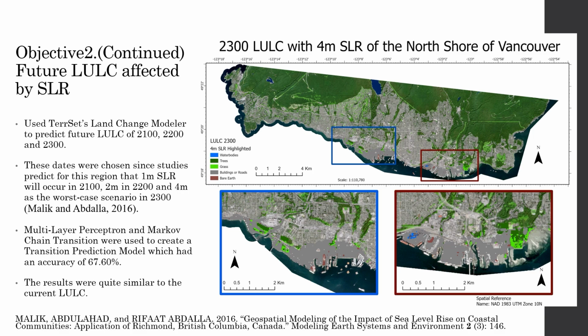Multi-layer perceptrons and Markov's chain transition were used to create a transition prediction model which had an accuracy of 67.6%. The results of the land change cover that would be inundated was quite similar to the current LULC, other than there was an increased percent of the class built areas that would be flooded.